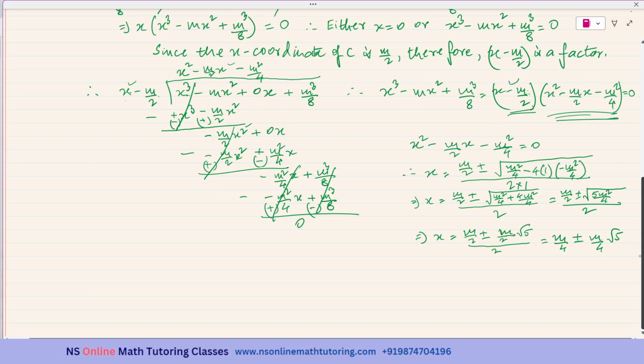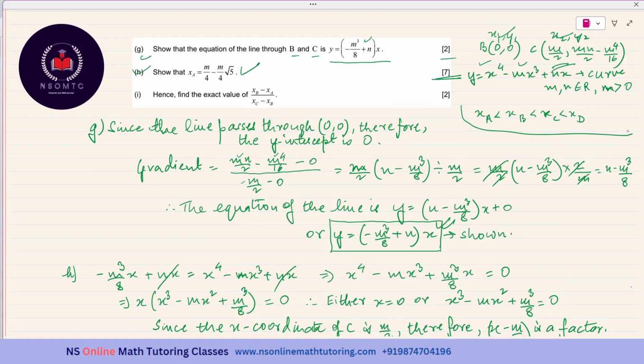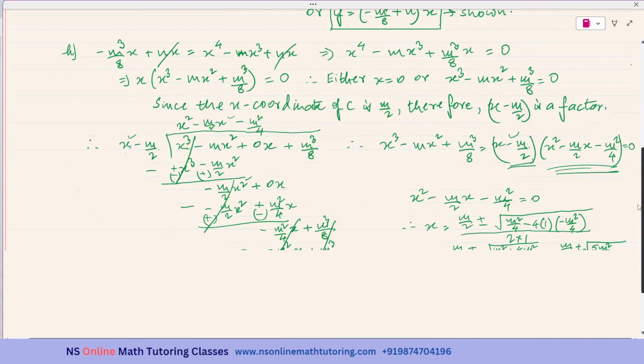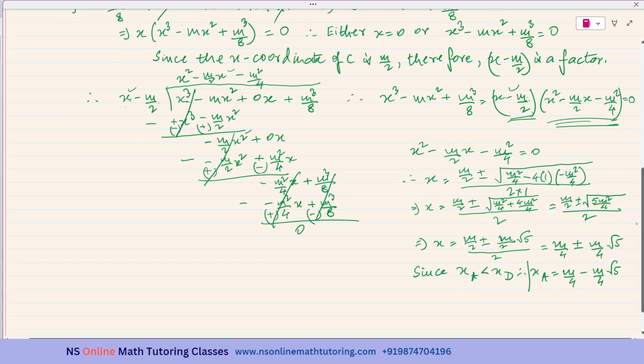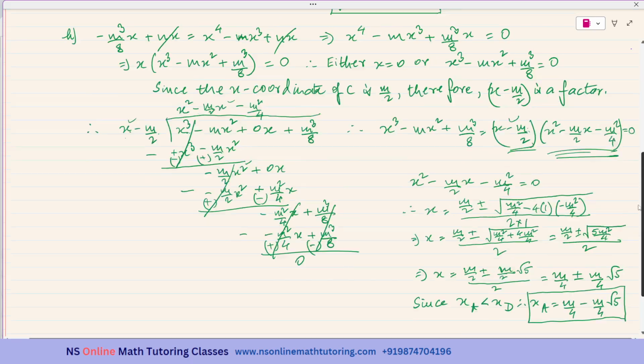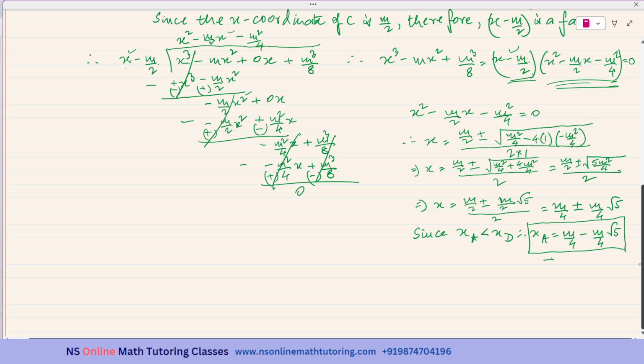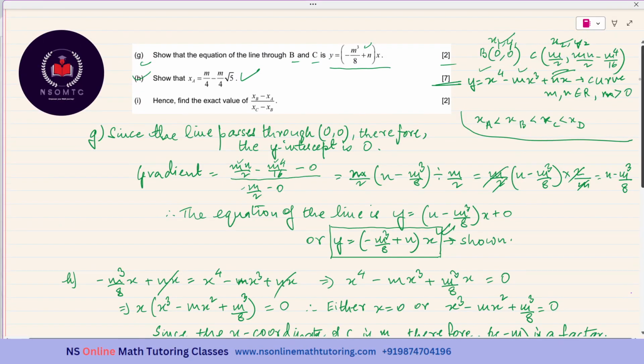Okay. So since xe is less than xt, therefore xe is equal to m over 4 minus m over 4 root 5. See, this is what has been given. M over 4 minus m over 4 root 5. Okay. Show that, right? Yeah. Fine. Coming to the last subpart.